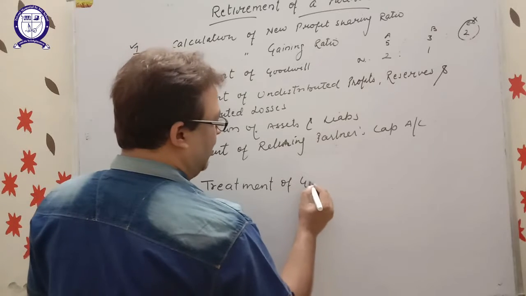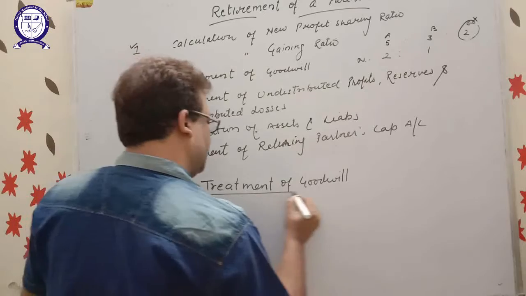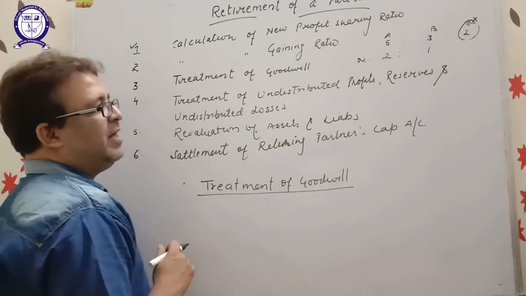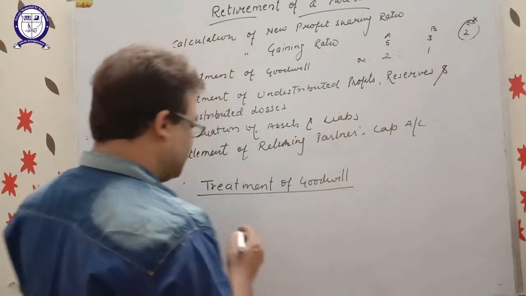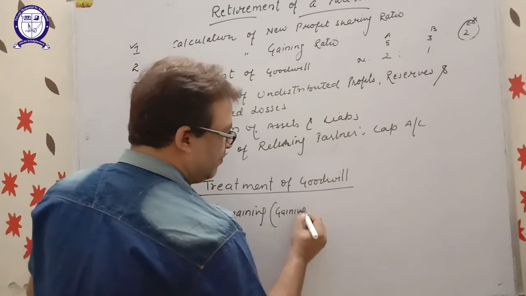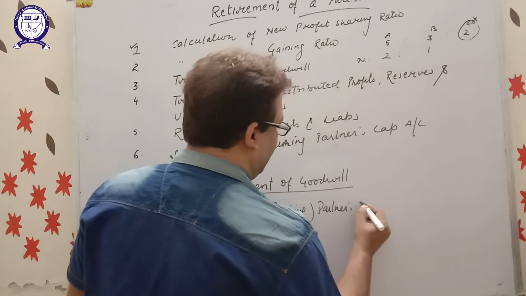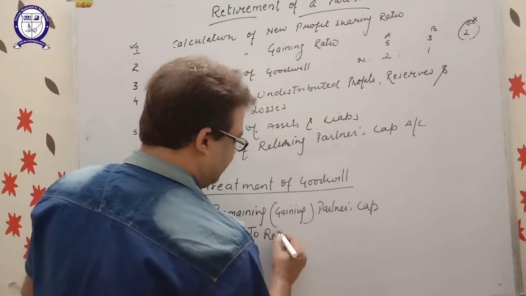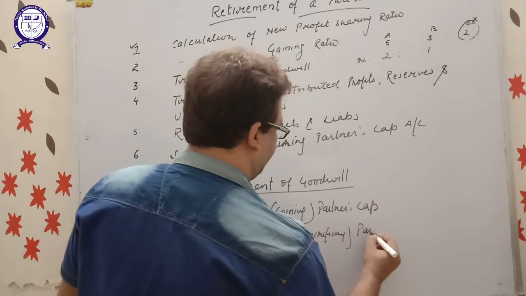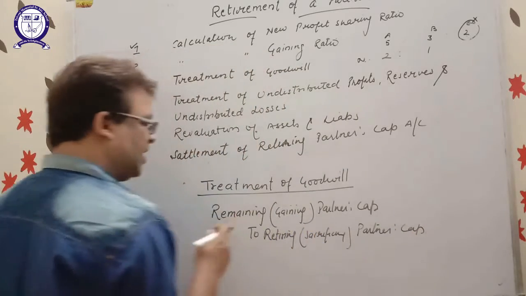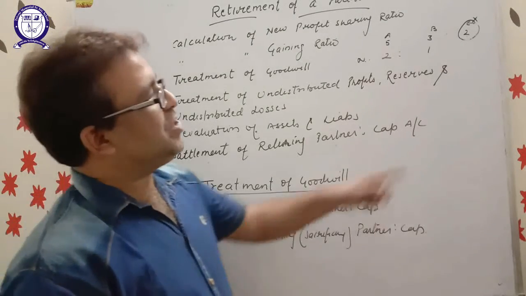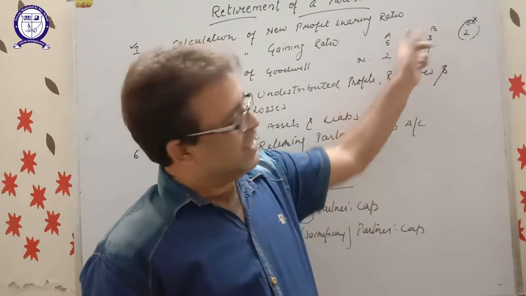Treatment of goodwill. When a partner retires from the firm, the goodwill of the firm is valued on the same day and the retiring partner's share will be given to him. The journal entry will be: remaining partner, remaining means gaining partner, capital account debit to retiring partner, retiring means sacrificing partner. This will be the journal entry for the treatment of goodwill. This entry will be passed in gaining ratio. C's share of goodwill will be given to him by A and B in their gaining ratio.